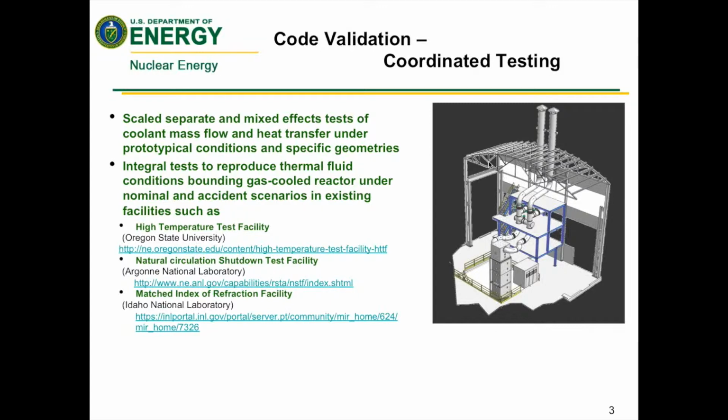However, several facilities have been built using other sources of funding. Examples of these facilities include the High Temperature Test Facility at Oregon State University, the Natural Circulation Shutdown Test Facility at Argonne National Laboratory, and the Mixed Index of Refraction Facility at the Idaho National Laboratory. These facilities are available for integral tests and can complement the smaller and generally less expensive experiments that can be effectively conducted at a university.